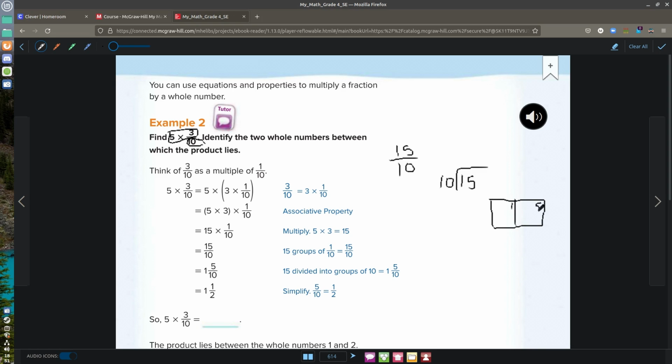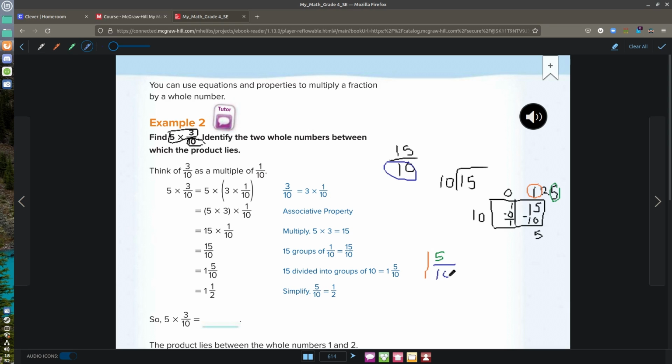So then 10 goes into 1 0 times. So this is a 0. Subtract 1. Bring your 1 up. 10 goes into 15 1 time. So 15 minus 10 would be 5. So it's 1 remainder 5. Okay, so then the 1 is your whole number, 1. The remainder is the top number, 5. And then the bottom number stays the same, 10.